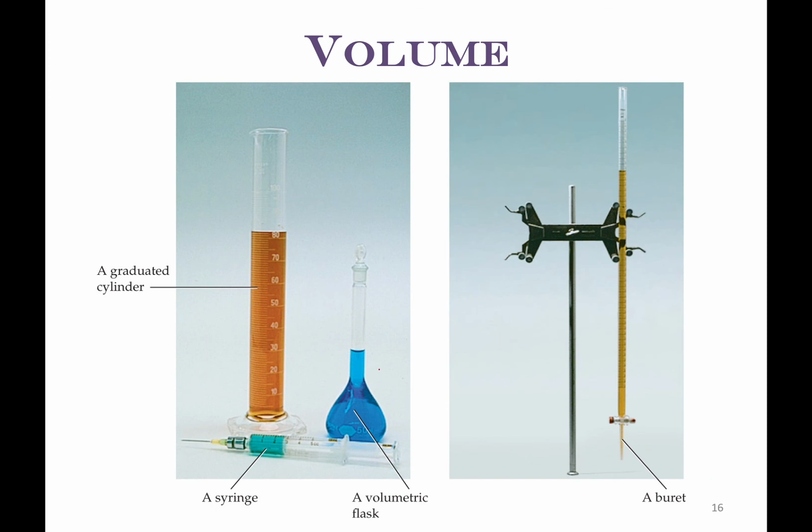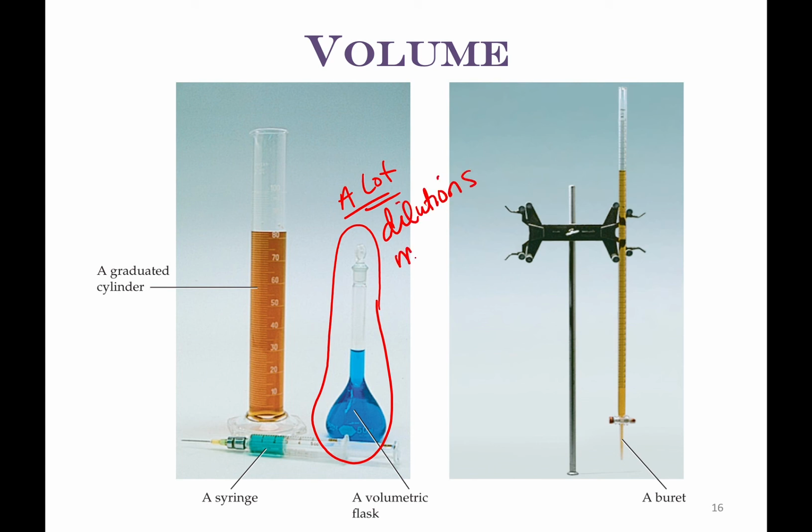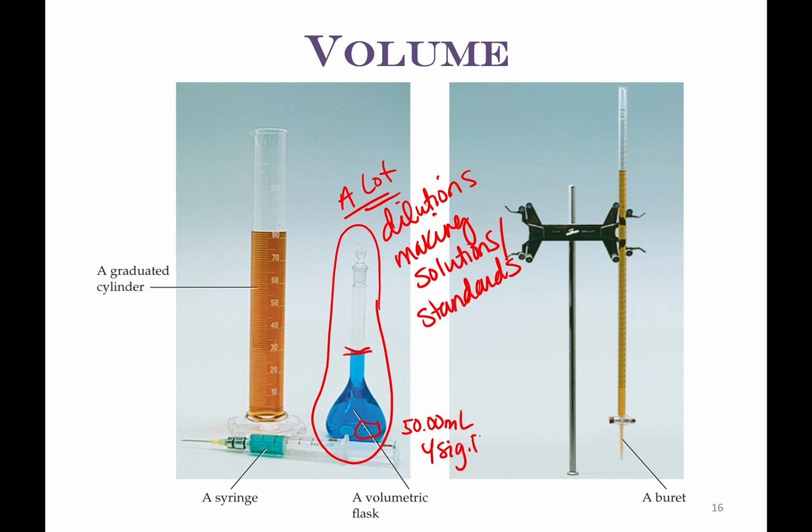This is a volumetric flask. These are used a lot for dilutions and making solutions, making standards. So filling it up to the meniscus at this line would be 50.00 milliliters, and it gives us 4 significant figures. And we'll talk more about significant figures in the significant figure video, but that gives us 4 significant figures.